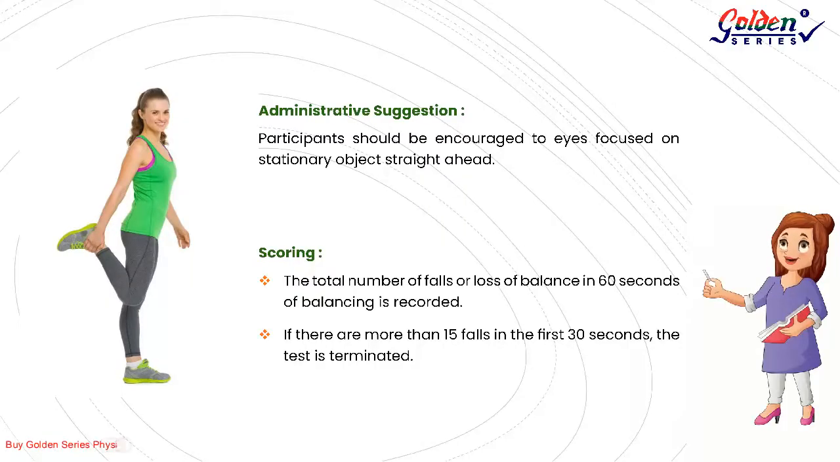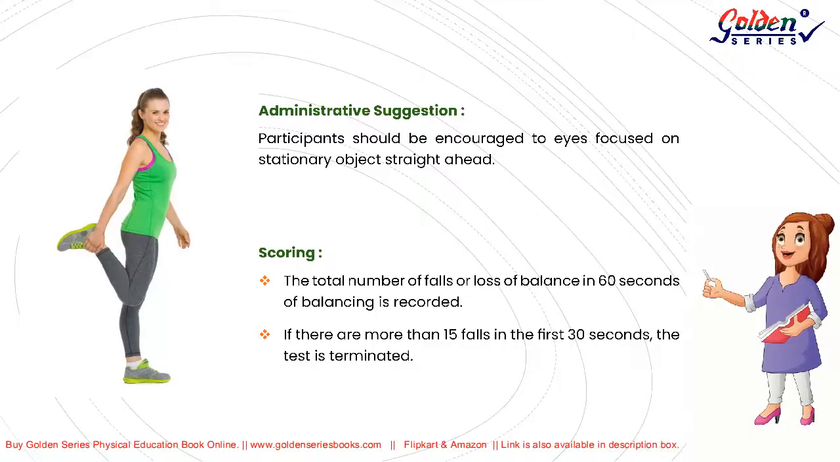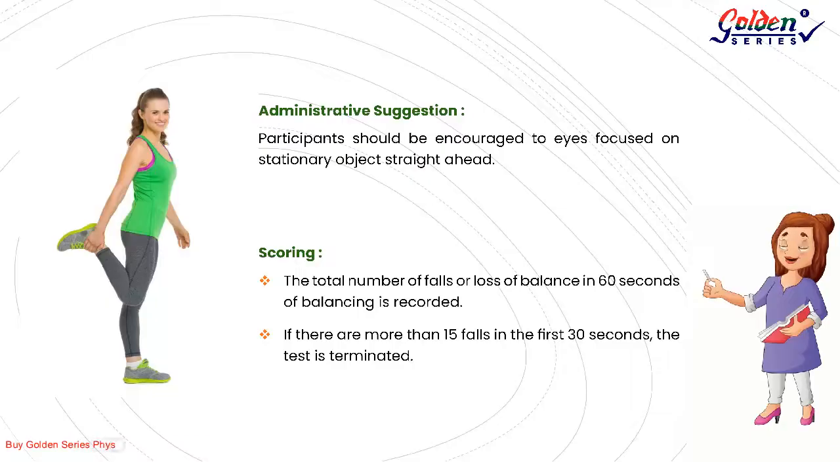Administrative suggestion. Participants should be encouraged to keep their eyes focused on a stationary object straight ahead. Scoring: the total number of falls or loss of balance in 60 seconds of balancing is recorded. If there are more than 15 falls in the first 30 seconds, the test is terminated.